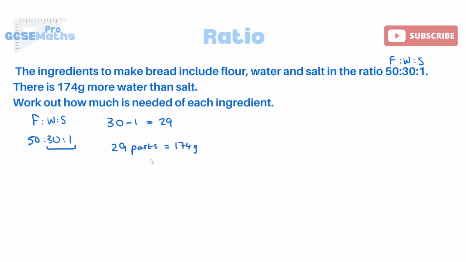So again, I need to know what 1 part is ideally. How do I go from 29 to 1, or any number to 1? We just divide by itself, isn't it? Divide by 29, and obviously do that on both sides. So 174 divided by 29 gives me 6. So that's 6 grams of salt, because luckily the salt is already 1 part. So let's write that over here. We've got salt, that is just 6 grams.